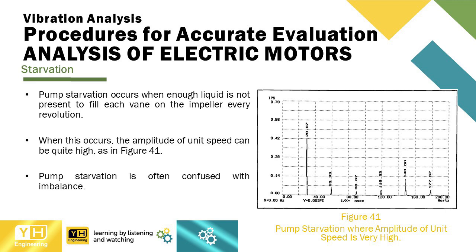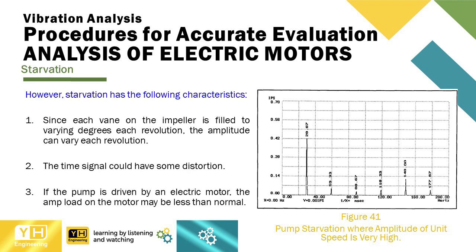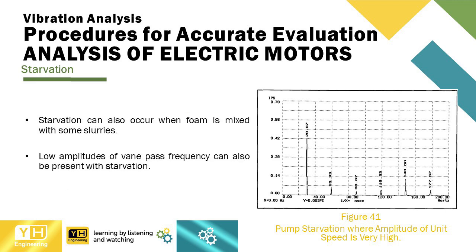Pump starvation is often confused with imbalance. However, starvation has the following characteristics. Number 1, since each vane on the impeller is filled to varying degrees each revolution, the amplitude can vary each revolution. Number 2, the time signal could have some distortion. And number 3, if the pump is driven by an electric motor, the amp load on the motor may be less than normal. Starvation can also occur when foam is mixed with some slurries. Low amplitudes of vane pass frequency can also be present with starvation.